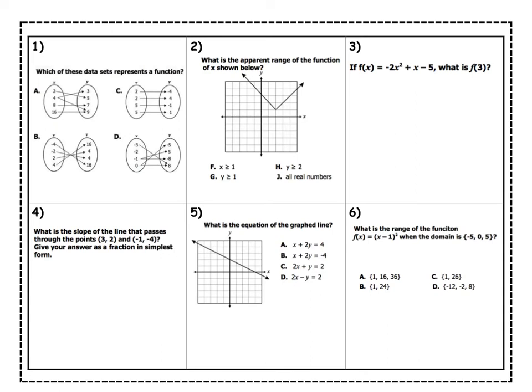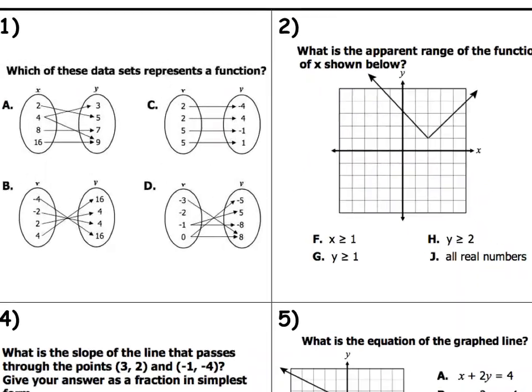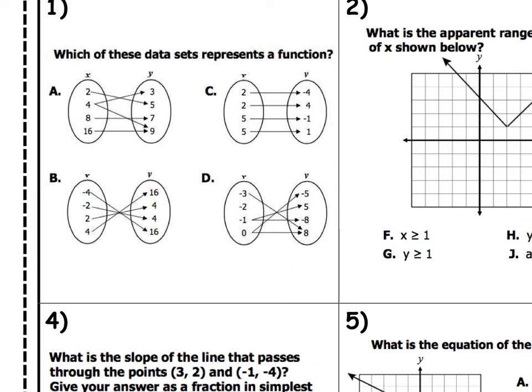Okay, these questions are on the back of your homework, and if you remember, here we have a mapping, and we're asking which of these data sets represents a function. So you have a couple choices here, so let's take a look at question number 1 real quick. I want to make sure that there's one output for every input. There's one y for every x, and what that means is if I write my ordered pairs, will I have any x values that repeat?